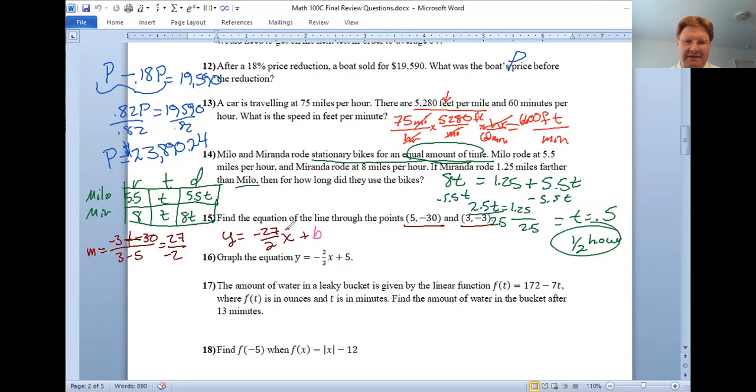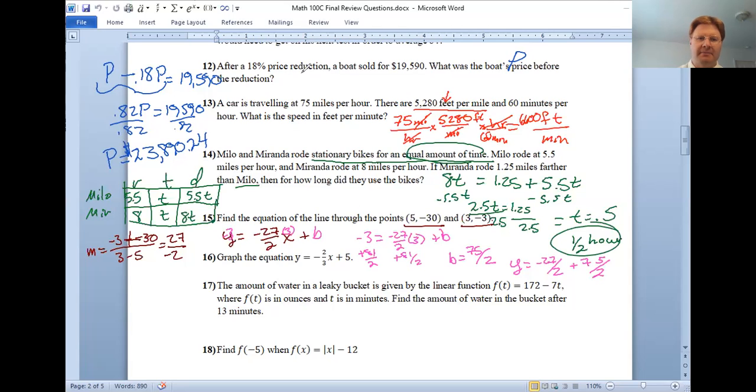All right, so we're going to stick this in. 3 goes in for x, and -3 pops out for y. So we get -3 equals -27 halves times 3 plus b. That's -81 halves. So we're going to add 81 halves to both sides. And that's -6 halves plus 81 halves. That's 75 halves. So b is 75 halves, which means the real equation is y equals -27 halves x plus 75 halves. There we go.